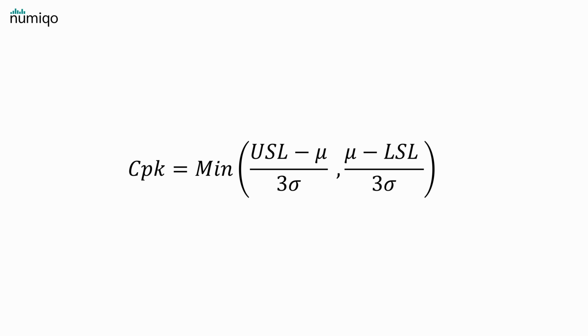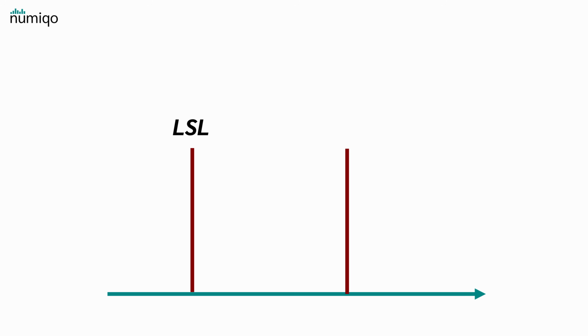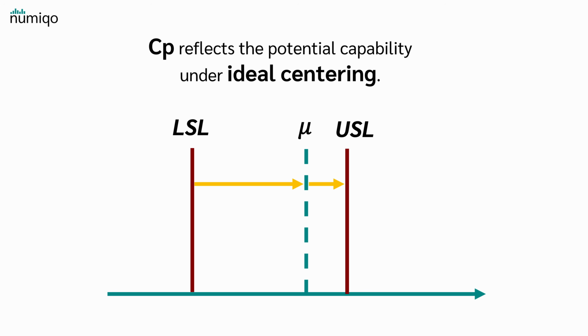So Cp compares the tolerance with the process spread, but it doesn't tell us where that spread sits. That's where Cpk comes in. Cpk is calculated with this formula. It looks a bit complicated, but let's make it simple. Let's say this is our lower specification and our upper specification limit. Here we have the center of our process, so the mean value. And this is the process distribution. But let's hide it for now. As we now know, Cp reflects the potential capability under ideal centering.